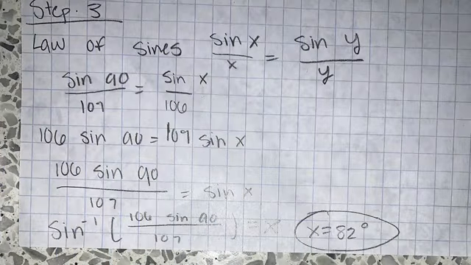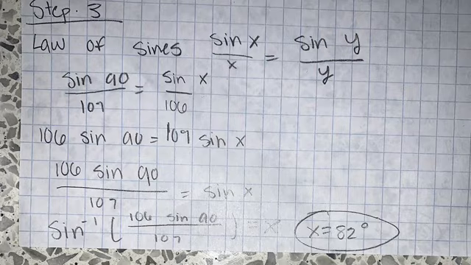So in step 3, we're going to be using the law of sines to find the angle of elevation. The law of sines is the sine of angle x over x is equal to the sine of angle y over y. So in this example, it's going to be the sine of 90 over 107 is equal to the sine of x, or our angle of elevation, over 106.